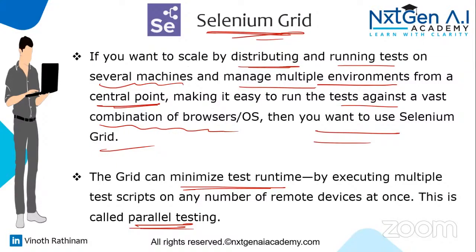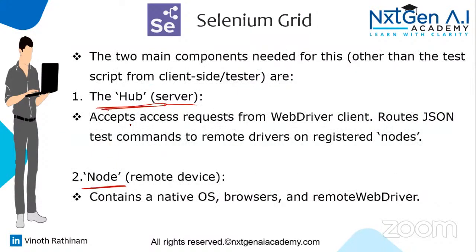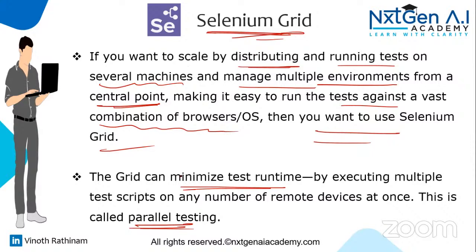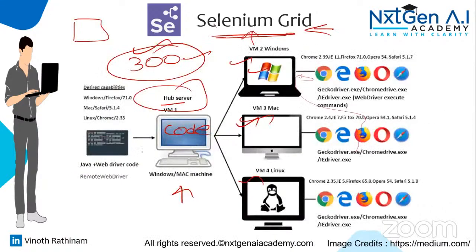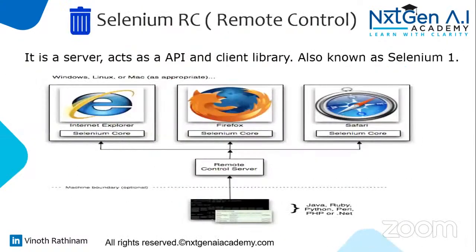So here there are two terminologies. One is the hub, where we will keep our code, and nodes are nothing but the devices, different computers and laptops. And when we use such a Selenium Grid concept, what is the biggest advantage? We can reduce the overall execution time. That's the great thing, and this is again called parallel testing. So this is how you have to explain it in an interview if they ask about Selenium Grid.